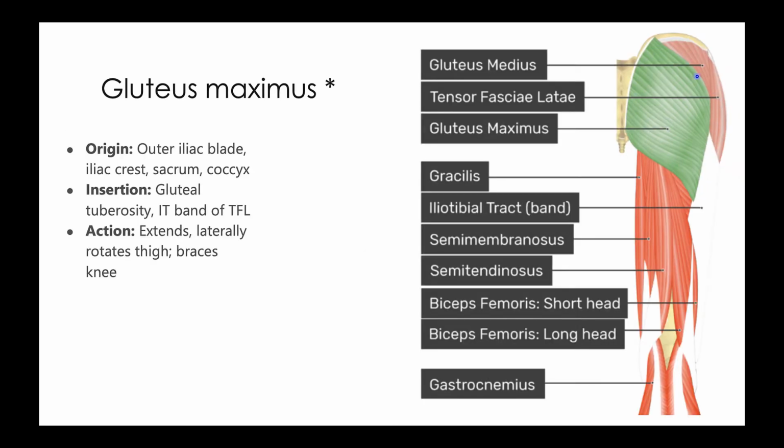Posteriorly, here, this big muscle in green is our gluteus maximus. So we're going to know the origin is the outer iliac blade, iliac crest, sacrum, and coccyx, and then it inserts to the gluteal tuberosity and that IT band of tensor fasciae lata. Here we're extending and laterally rotating our thigh. It also helps to brace and support our knee.